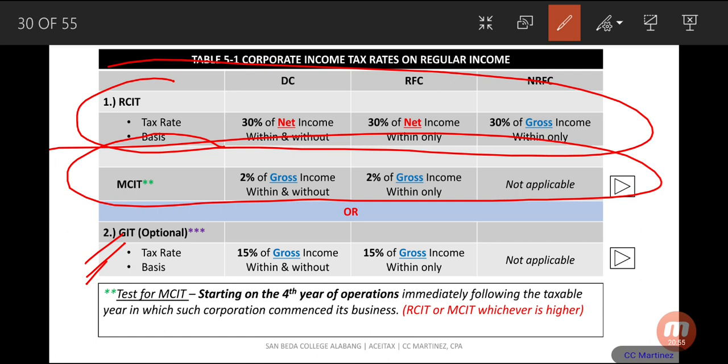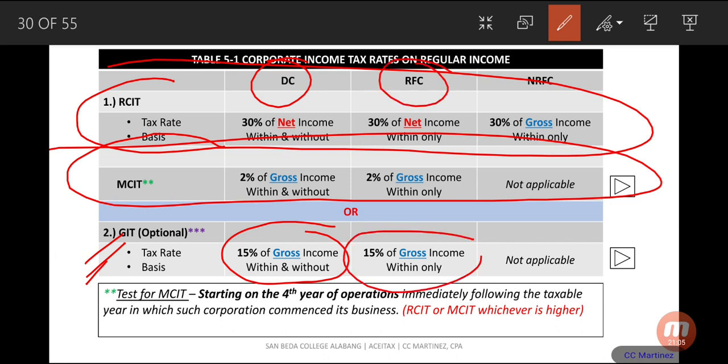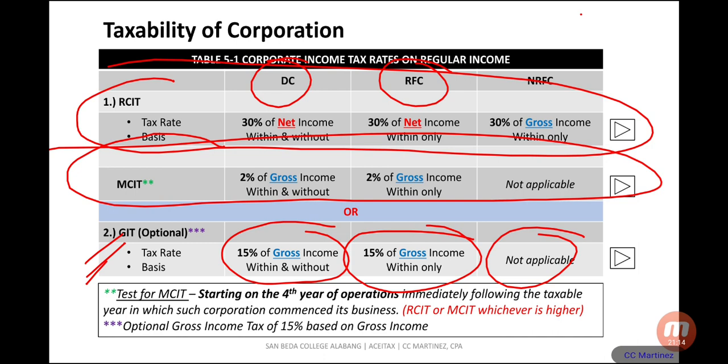Again, the basis of 15% is kapag domestic corporation, 15% of gross income within and without. Kapag resident foreign corp, 15% of gross income within only. And kapag non-resident foreign corp, hindi siya applicable. Okay. Optional gross income tax.